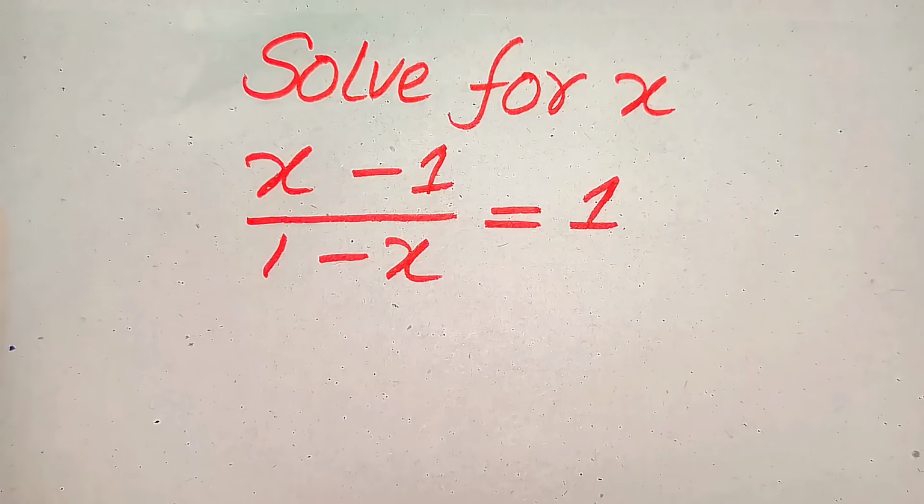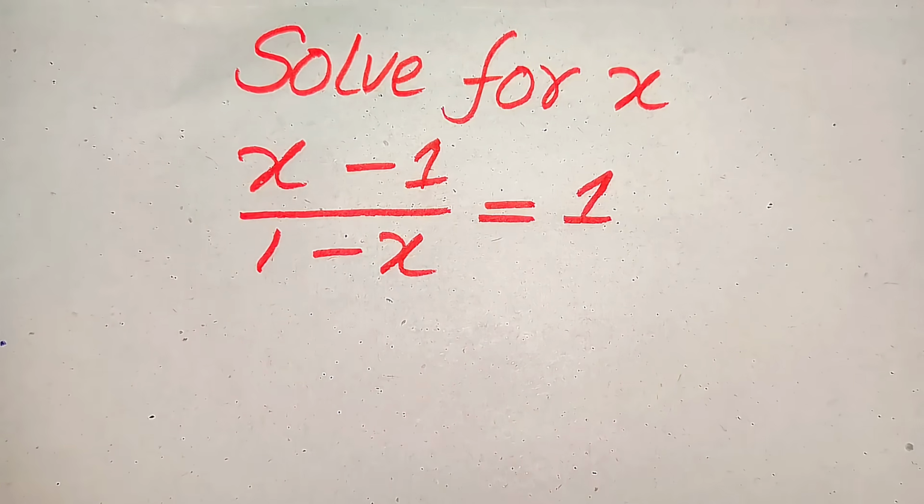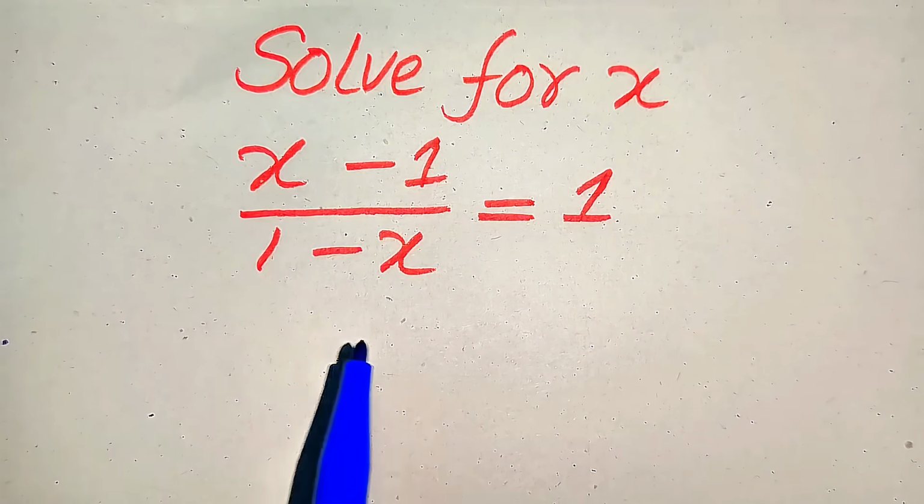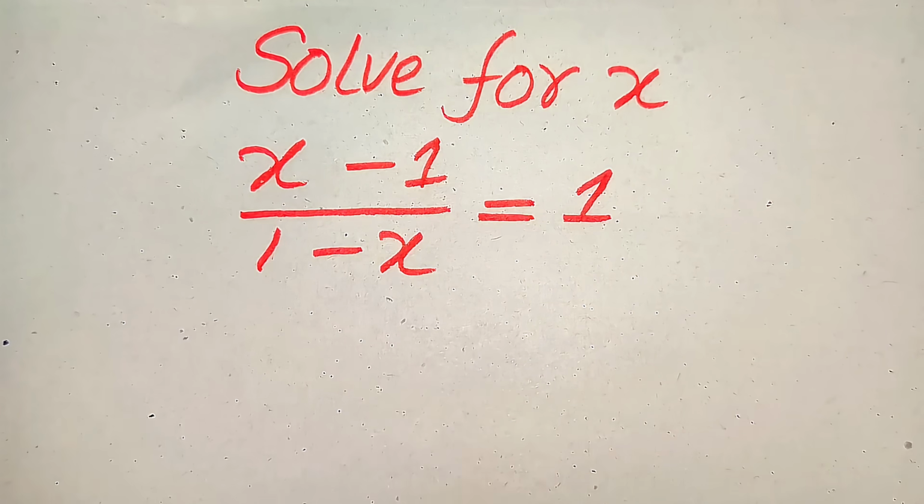Hello everyone, how to solve this problem for the values of x if we have (x minus 1) divided by (1 minus x) is equal to 1, and we solve this problem for the values of x.